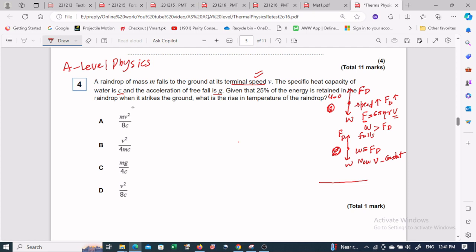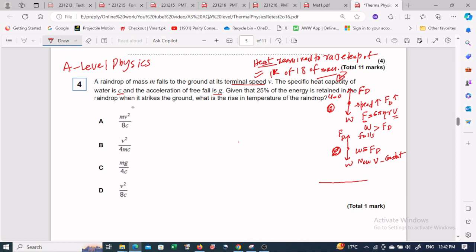It is given that the droplet falls at the terminal speed, meaning at constant speed. Now the specific heat capacity is the heat required to raise the temperature of 1 gram of mass by 1 Kelvin. If we want to raise the temperature of 1 gram by 1 Kelvin, how much heat is required? This heat is the specific heat capacity, that is represented by C.